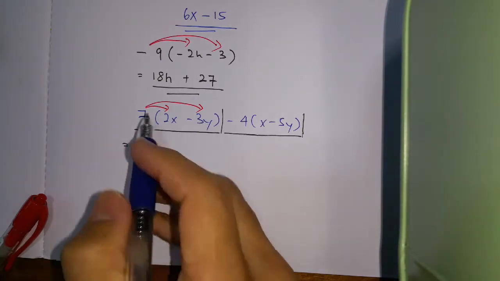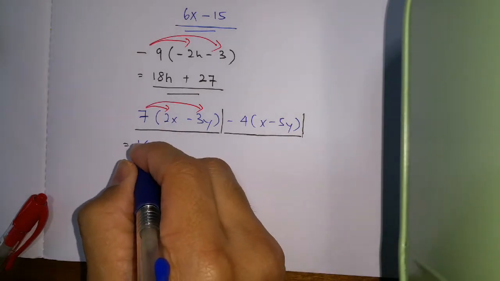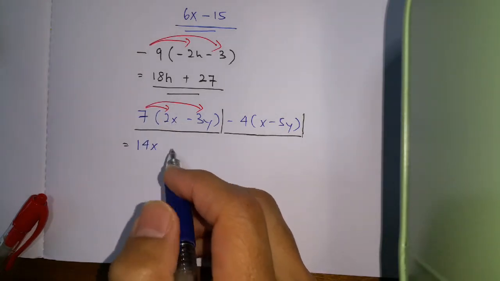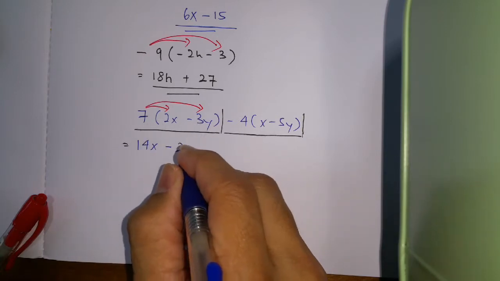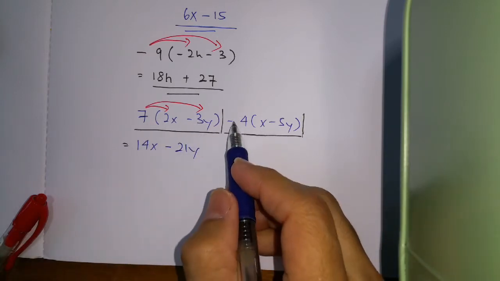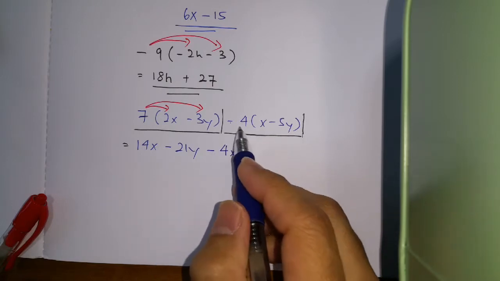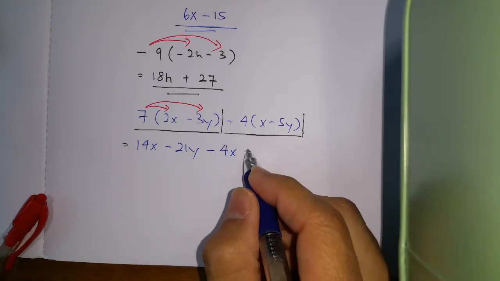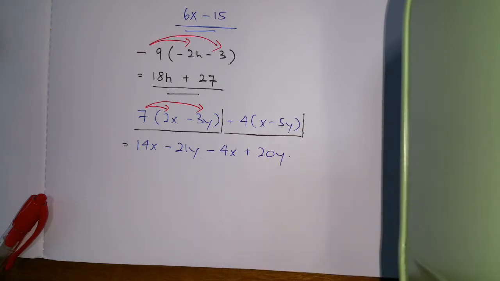So the outcome will be plus and plus is a positive. 7 times 2 is 14, so I have a 14x here. Plus and minus is a minus. 7 and 3 is 21, 21y. Minus and plus is a minus, so I have a 4x. Minus and minus is a plus, so 4 and 5 is 20y. This is not yet our answer. We are just halfway through.